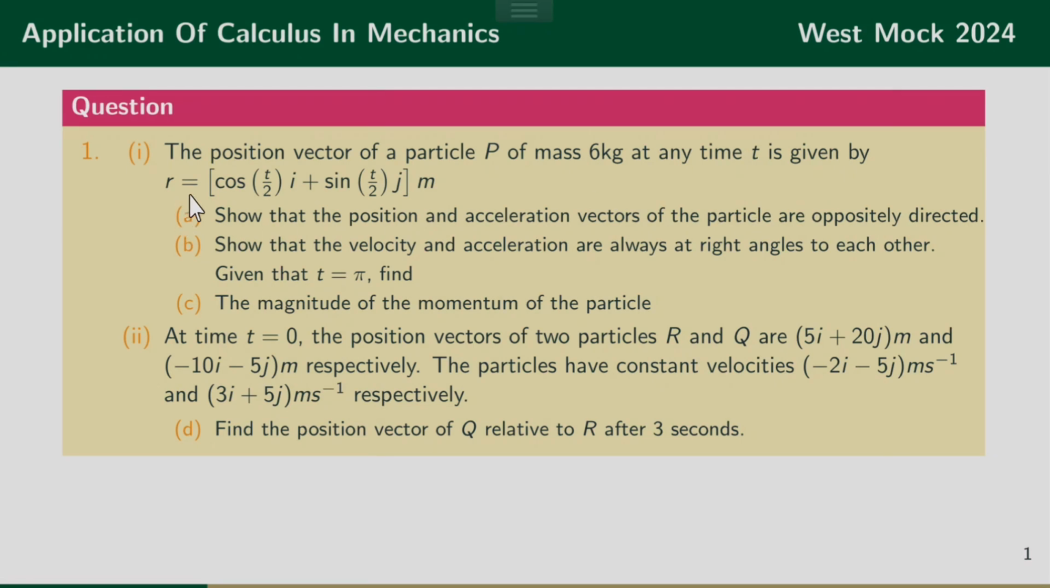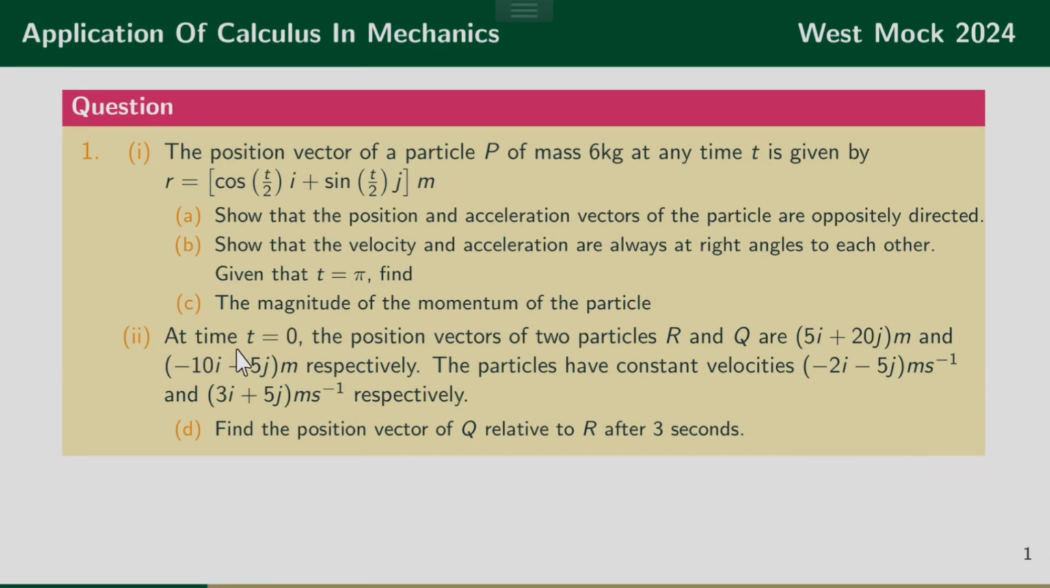given by r equals cos(t/2) i plus sin(t/2) j meters. A. Show that the position and acceleration vectors of the particle are oppositely directed. B. Show that the velocity and acceleration are always at right angles to each other. C. Given that t equals pi, find the magnitude of the momentum of the particle.